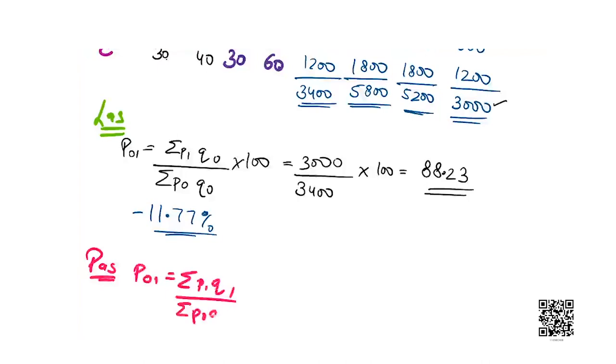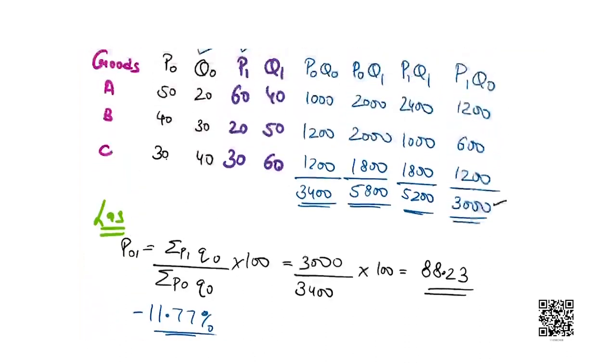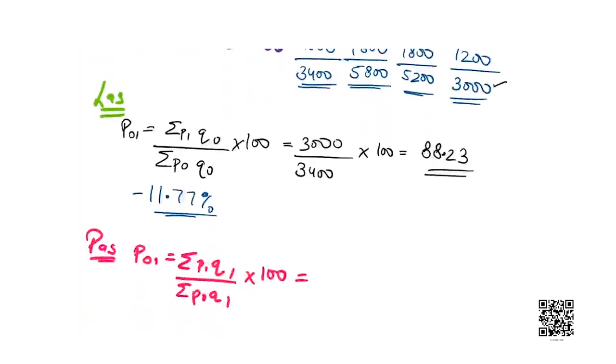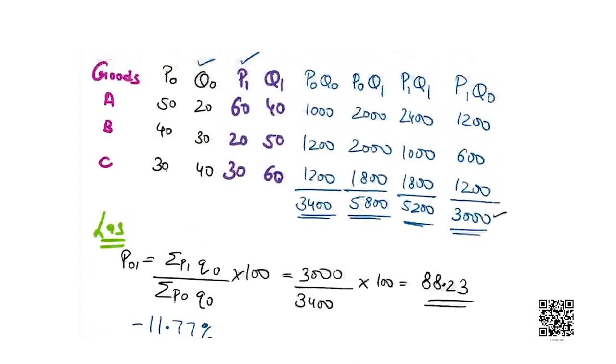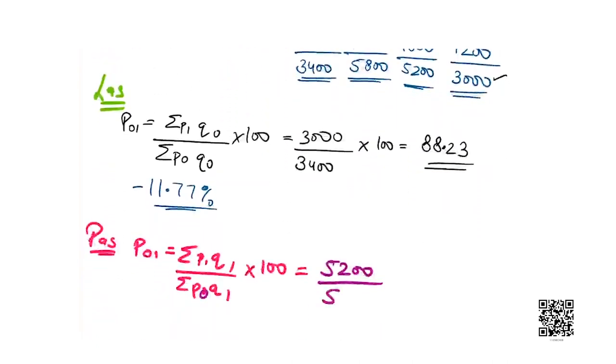Moving on to our next method, which is Paasche's method, which says that P01 is calculated by sigma P1Q1 upon sigma P0Q1 multiplied with 100. So, we have sigma P1Q1 as 5,200, sigma P0Q1 as 5,800 multiplied with 100. So, the answer to this will be 89.65. This means that prices have again fallen by 10.35%.